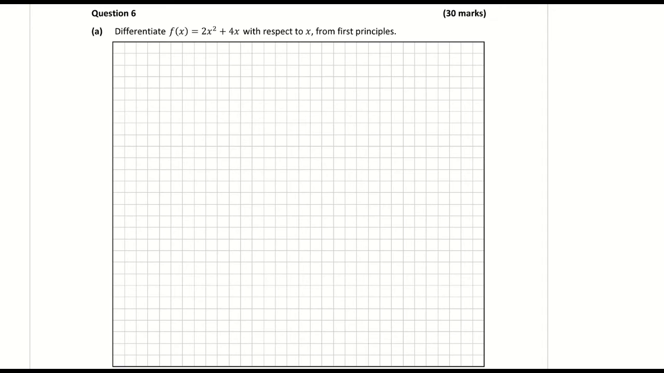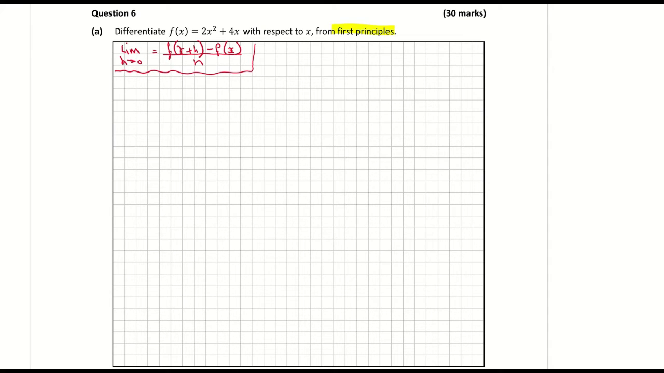Question 6a, differentiate f of x with respect to x from first principles. When we're using first principles, we're looking at the limit as h approaches 0 of f of x plus h minus f of x, all divided by h. So that's how we differentiate from first principles.